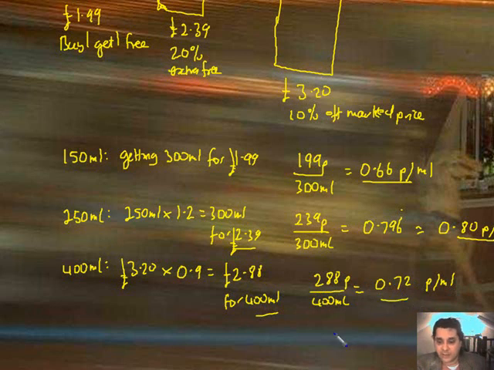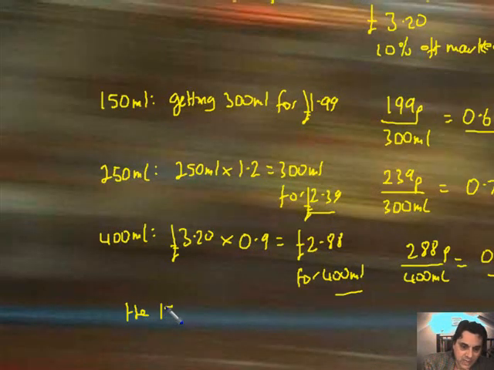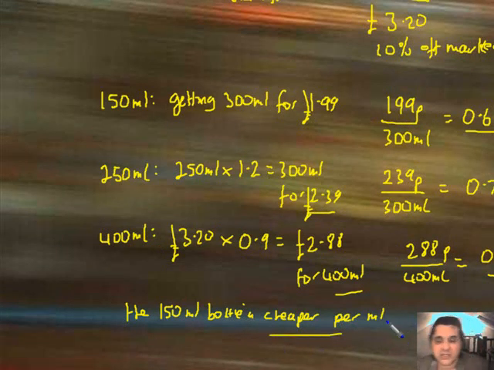So look at it, which is cheaper? 0.66 is cheaper than 0.8, and 0.66 is also cheaper than 0.72, and therefore, to our great surprise, the 150 ml bottle is cheaper per milliliter. Is that alright? So it's cheaper to get the two little ones together than any of the other two. It's cheaper per milliliter of shampoo.